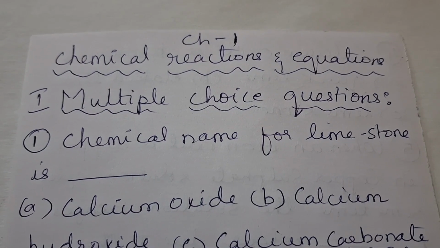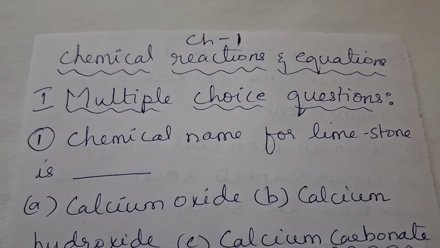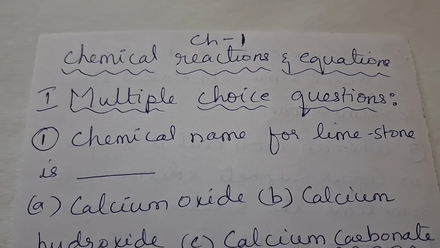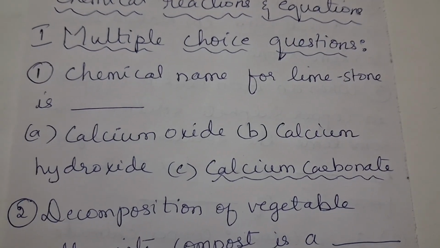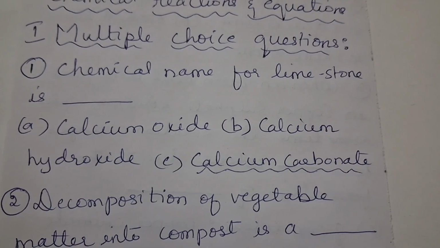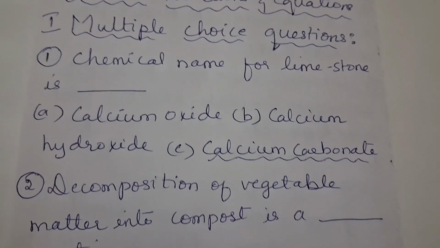Today's video is about chemical reactions and equations, chapter 1, and chapter 2, acids, bases and salts. Multiple choice question. The chemical name for limestone: calcium oxide, calcium hydroxide or calcium carbonate. So calcium carbonate is the answer.